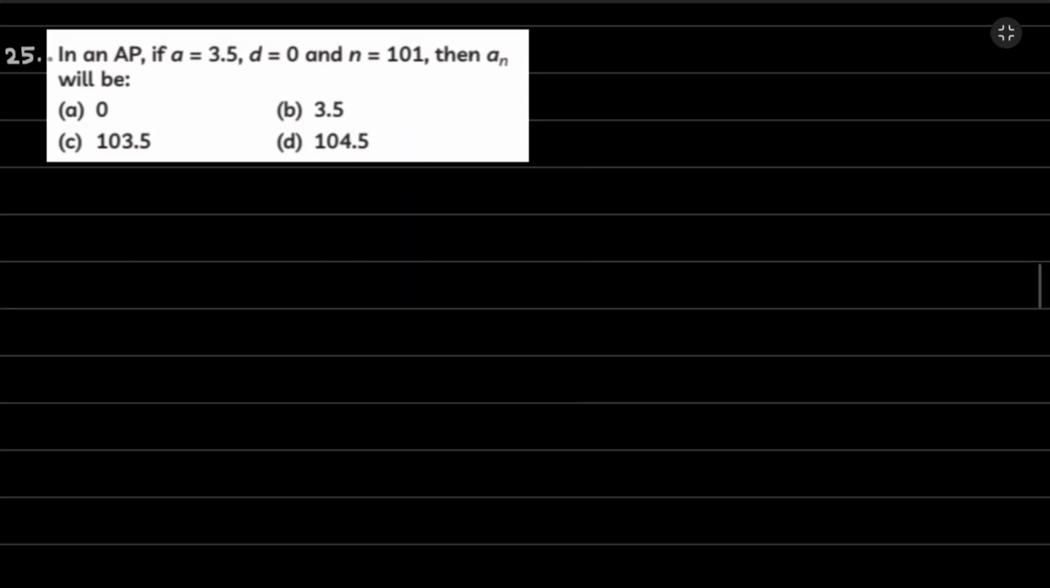In an AP, if A is 3.5, D, there is no common difference at all. That means the first term is 3.5. If there is no difference at all, that means the second term is also the same. The difference will be 0, right? 3.5 minus 3.5 is 0. The third term will also be 3.5 and it goes on. The total number of terms you are given, n is equal to 101. What is the nth term? The total number of terms is 101. What will be the nth term?